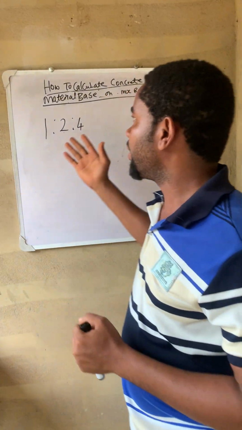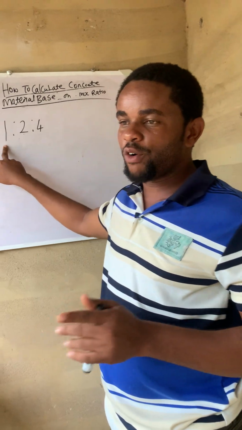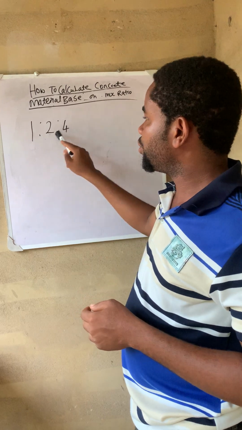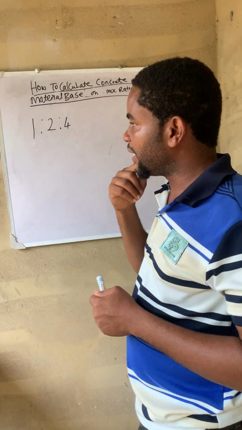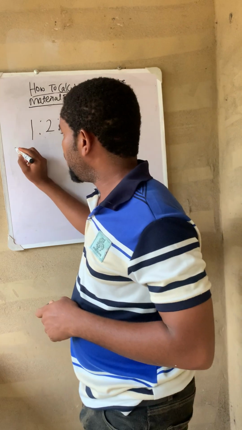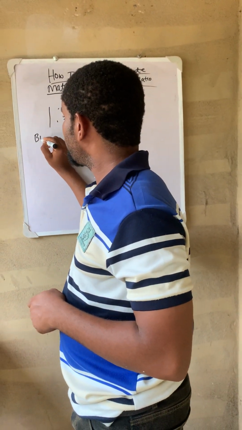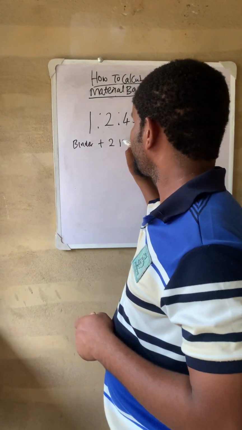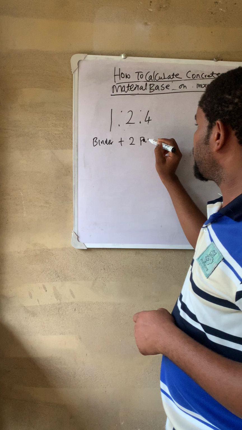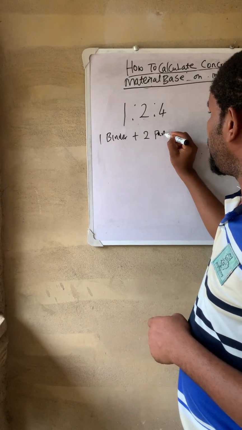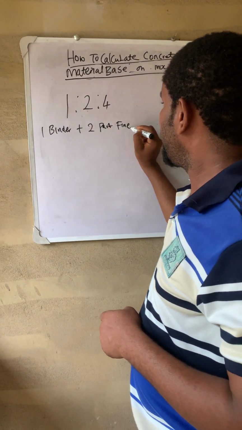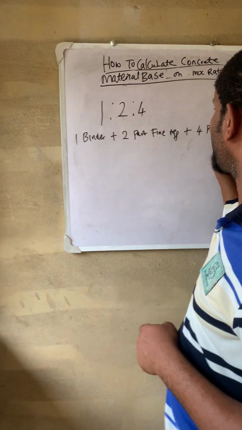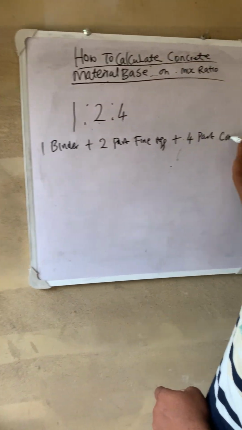Alright, let's look at the board. You have a mixed ratio of 1:2:4. What that means is that we have one part of our binder plus two parts of fine aggregates plus four parts of coarse aggregates.